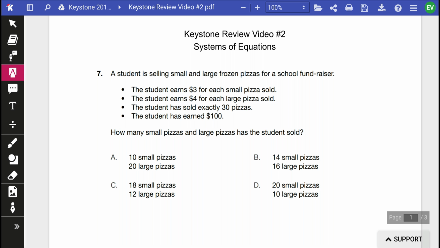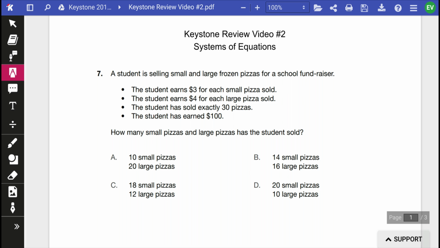So question number 7. A student is selling small and large frozen pizzas for a school fundraiser. The student earns $3 for each small pizza sold, $4 for each large pizza sold. The student has sold exactly 30 pizzas, and the student has earned $100. So how many small pizzas and large pizzas has the student sold?